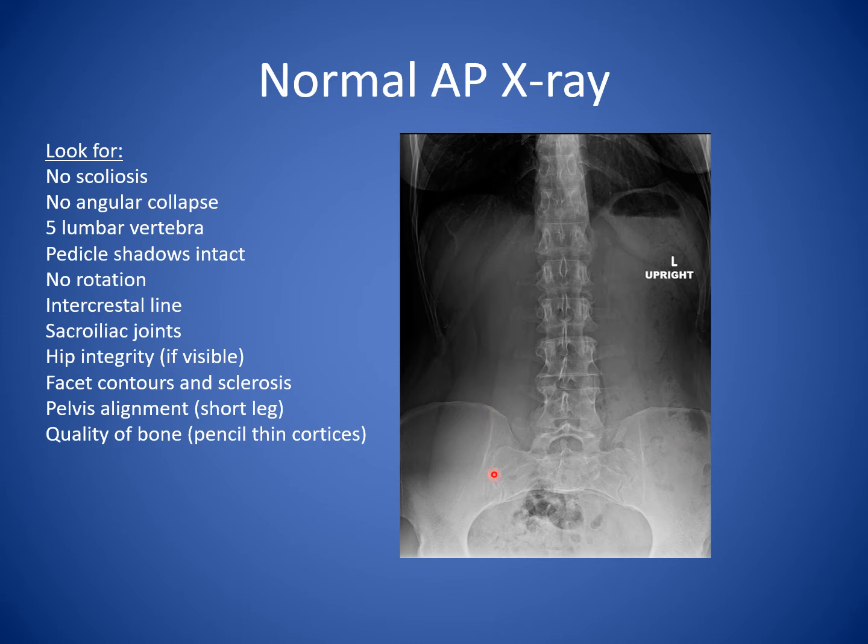You want to look at the quality of the bone. This is normal, but if you look at X-rays enough, you'll get a feeling for osteoporosis, something called pencil-thin cortices.